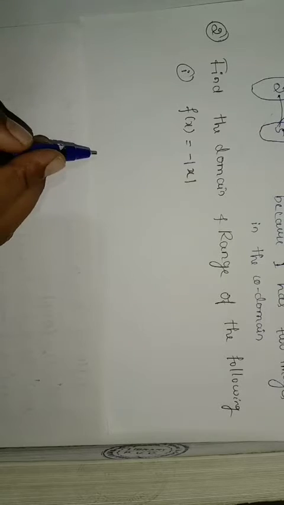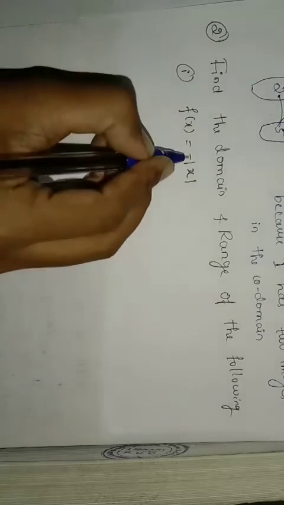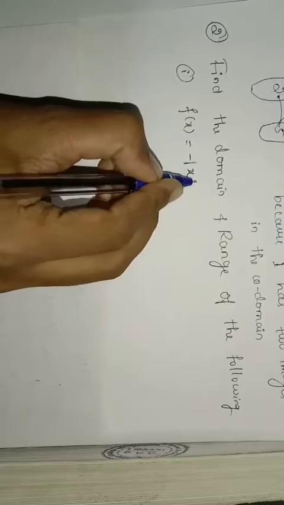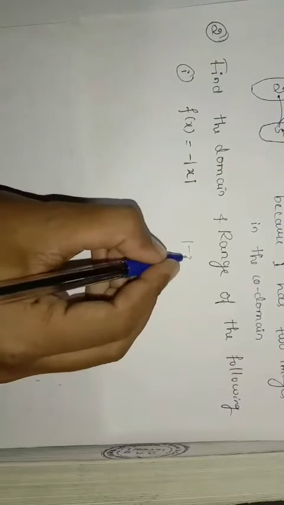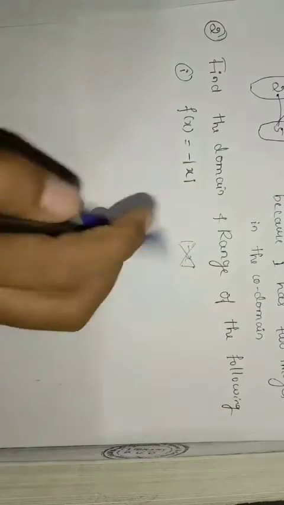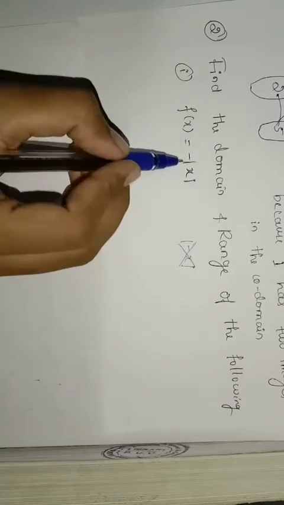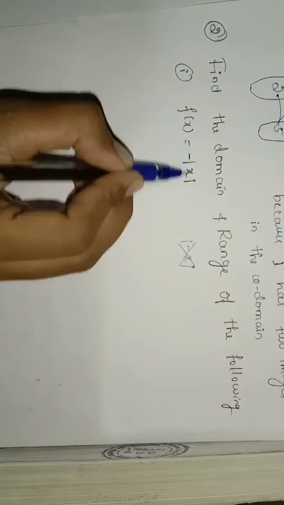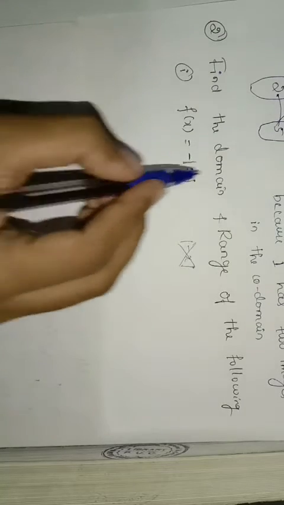The second main question we have: find the domain and range of the given function f of x is equal to minus of mod x. Okay, so it is not in the form of mod of minus x. It is in the form of minus of mod x. So what we have to find out? We have to find out domain and range.